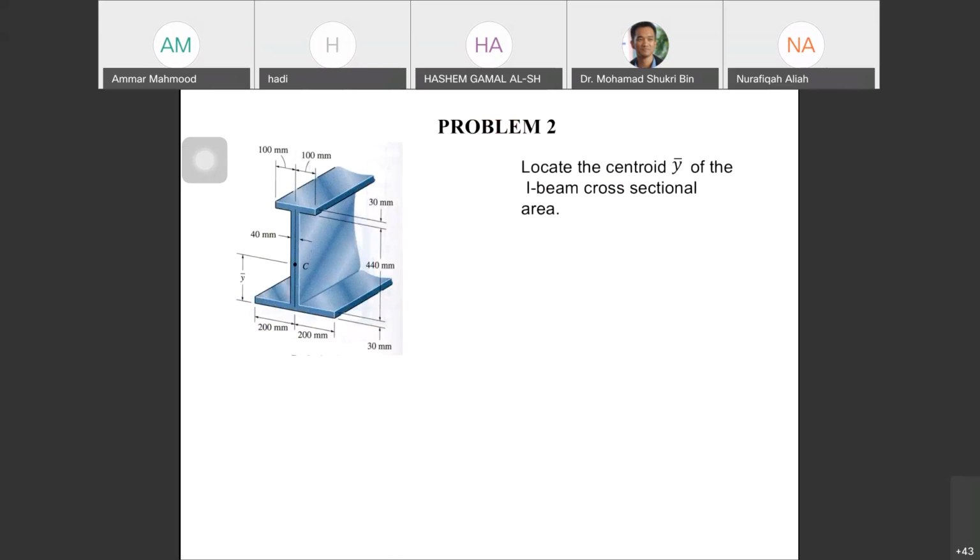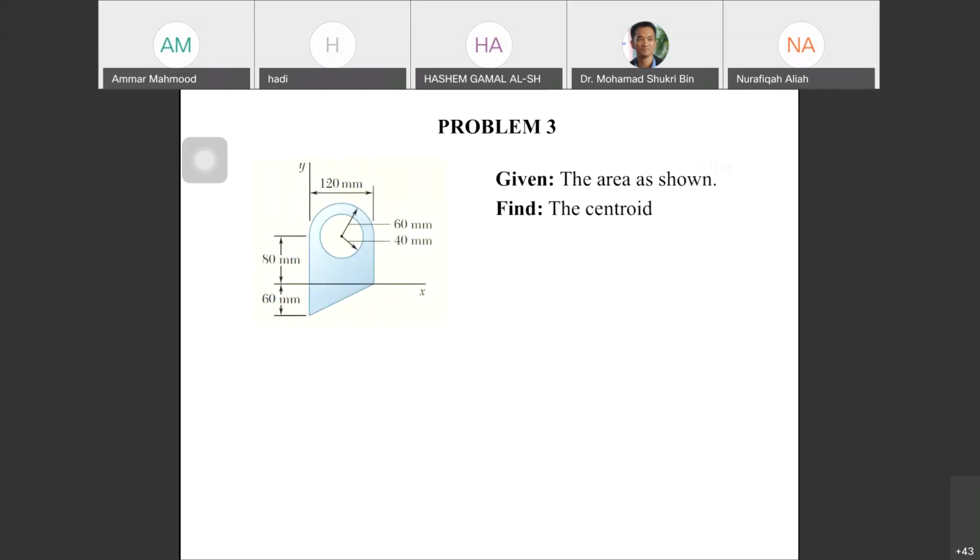Okay. So problem number 2, I leave this for you to do. You need to divide it into several parts. Let's say maybe this is A, this is B, and this is C. You can choose maybe here as your origin, so all your measurements are positive. Here is your 0, 0. You can choose any, but the coordinates of the answer will differ, while the location is the same. You do this on your own.